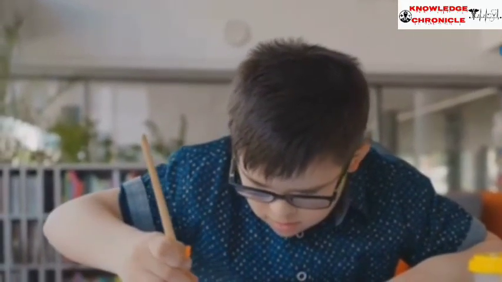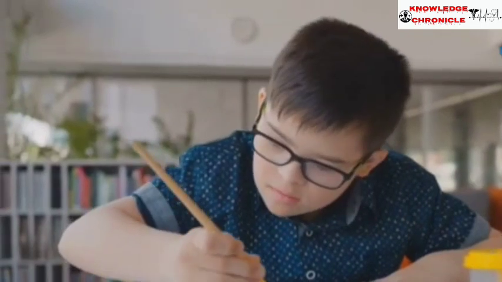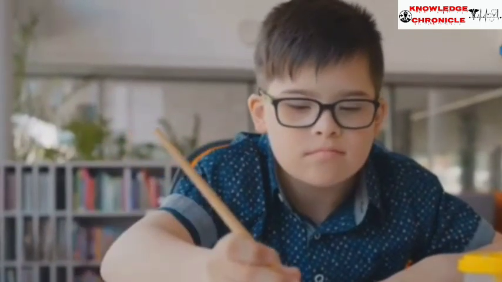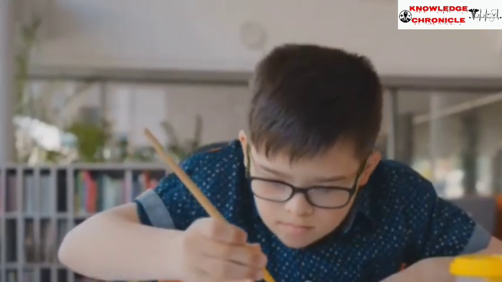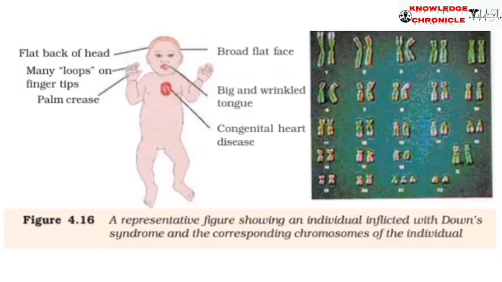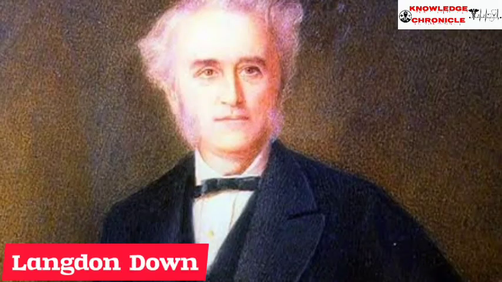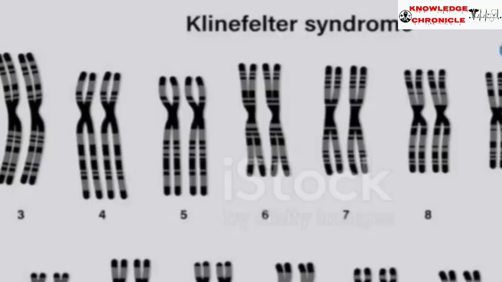First, Down syndrome, the extra 21st. This is a classic example of trisomy, where there's an extra copy of chromosome 21. Discovered by Langdon Down in 1866. Features include short stature, a flat facial profile, a broad palm with a single crease, mental retardation, and delayed development. It happens due to non-disjunction during meiosis. Chromosomes fail to separate properly.